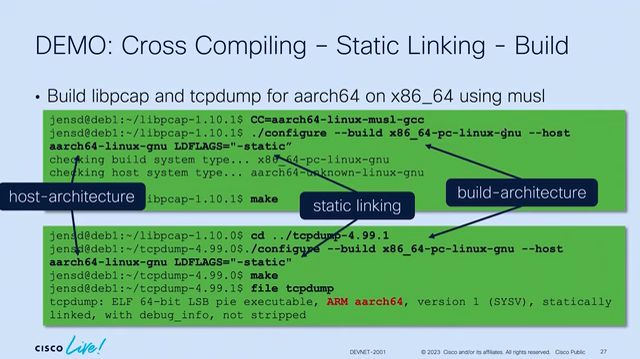I will do this first for libpcap, and then I will do this for TCP dump, which should include libpcap inside that single binary. The result should be a single file, which I can copy over to that 64-bit ARM machine and run TCP dump.